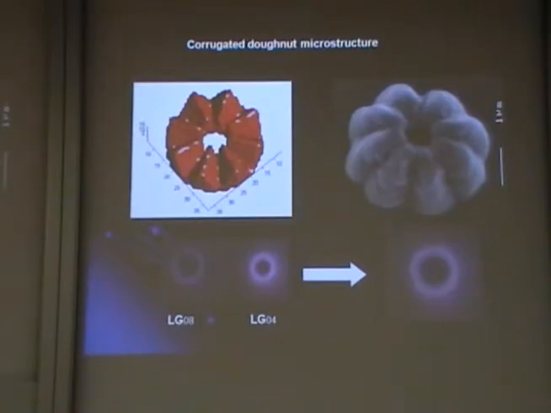So this is my structure. So this is the corrugated structure. And so we are showing here that we can change the structure depending on what sort of Gauss-Laguerre beams of light we'll be using.